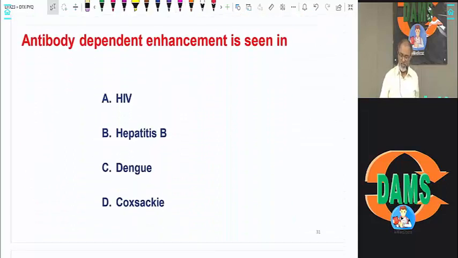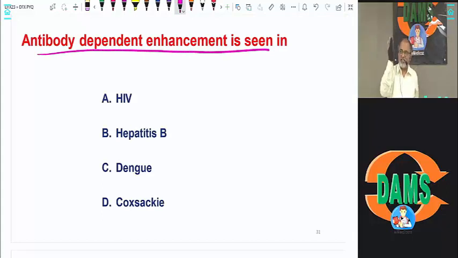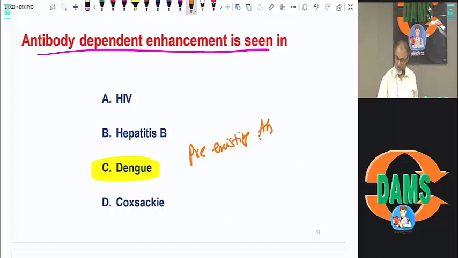Antibody dependent enhancement. The existing antibody enhances the infection in one condition. Which condition? Dengue. In dengue, if the person is infected with another serotype, the pre-existing antibody increases the infection.